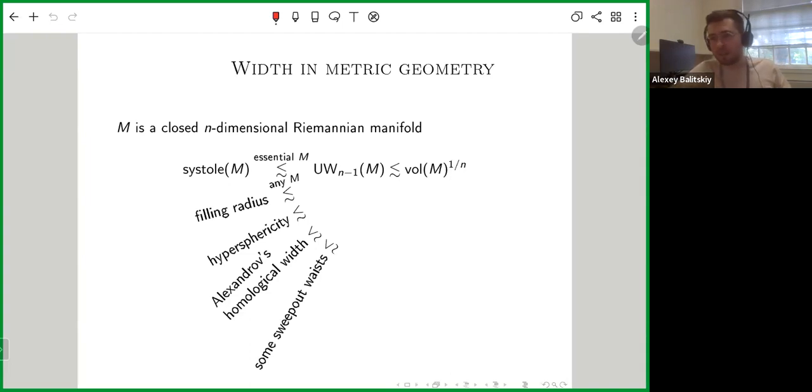So there are many other waist-type invariants, where by saying waist, I mean that you slice your manifold in a family of lower dimensional entities, and you try to measure the maximal size, where the precise notion of size can be given in various ways.